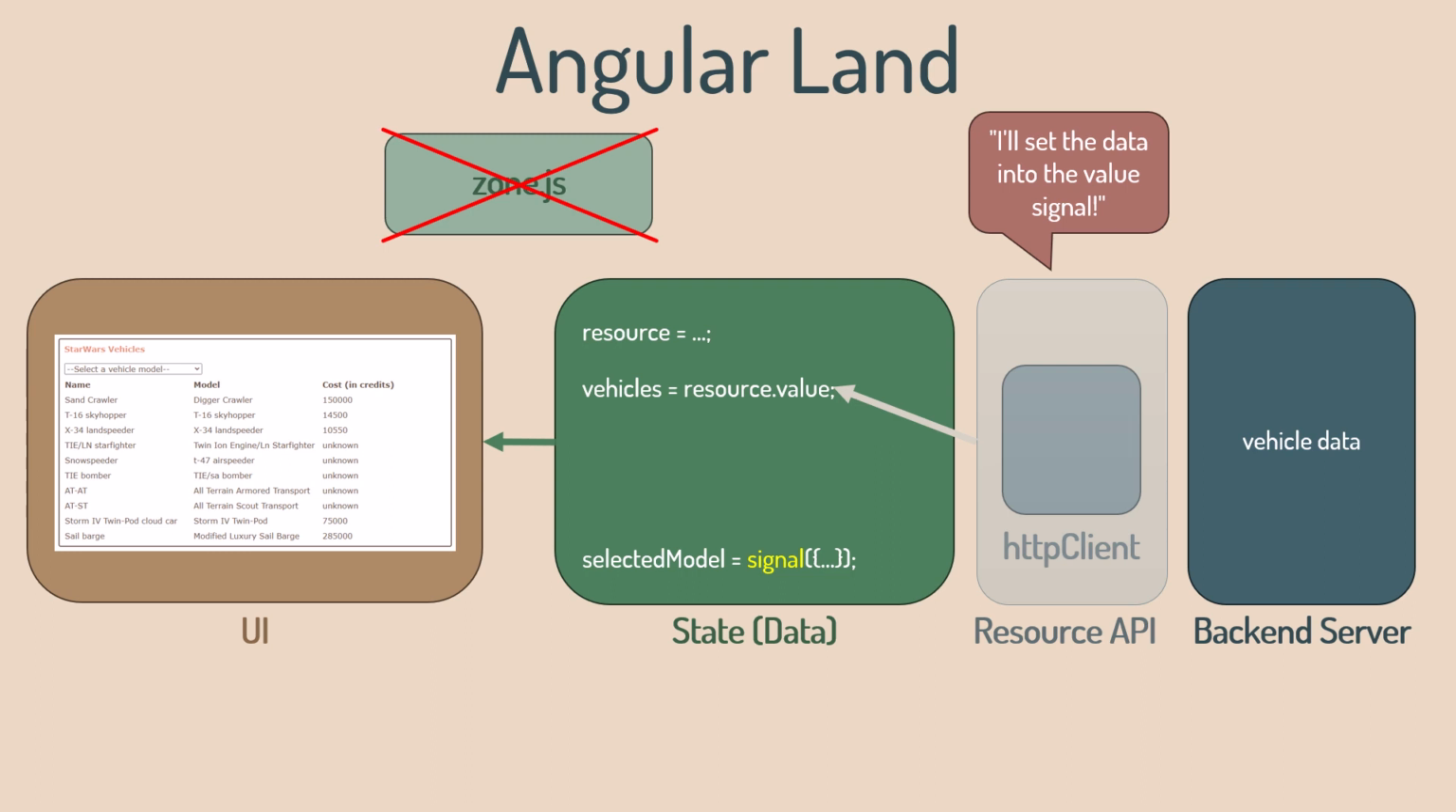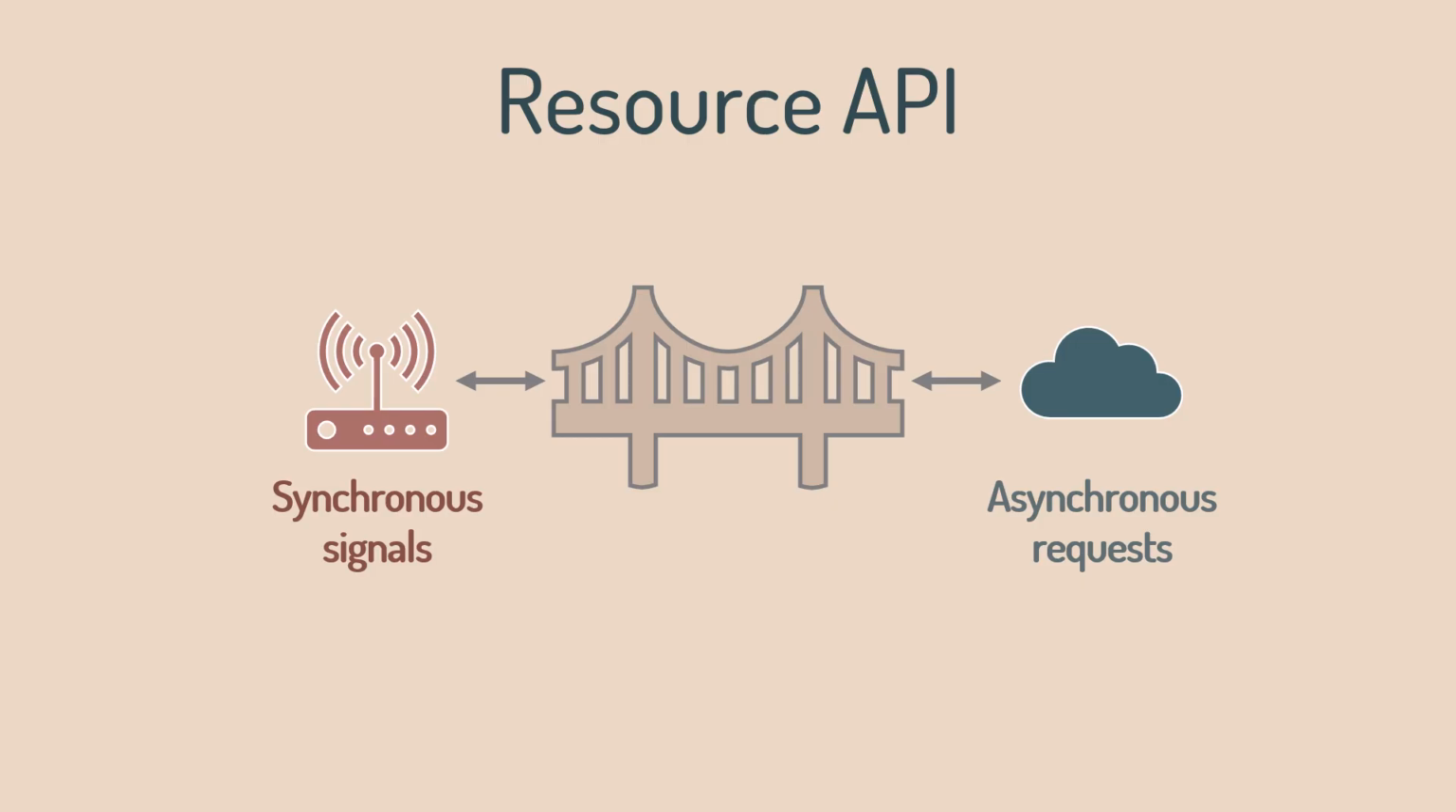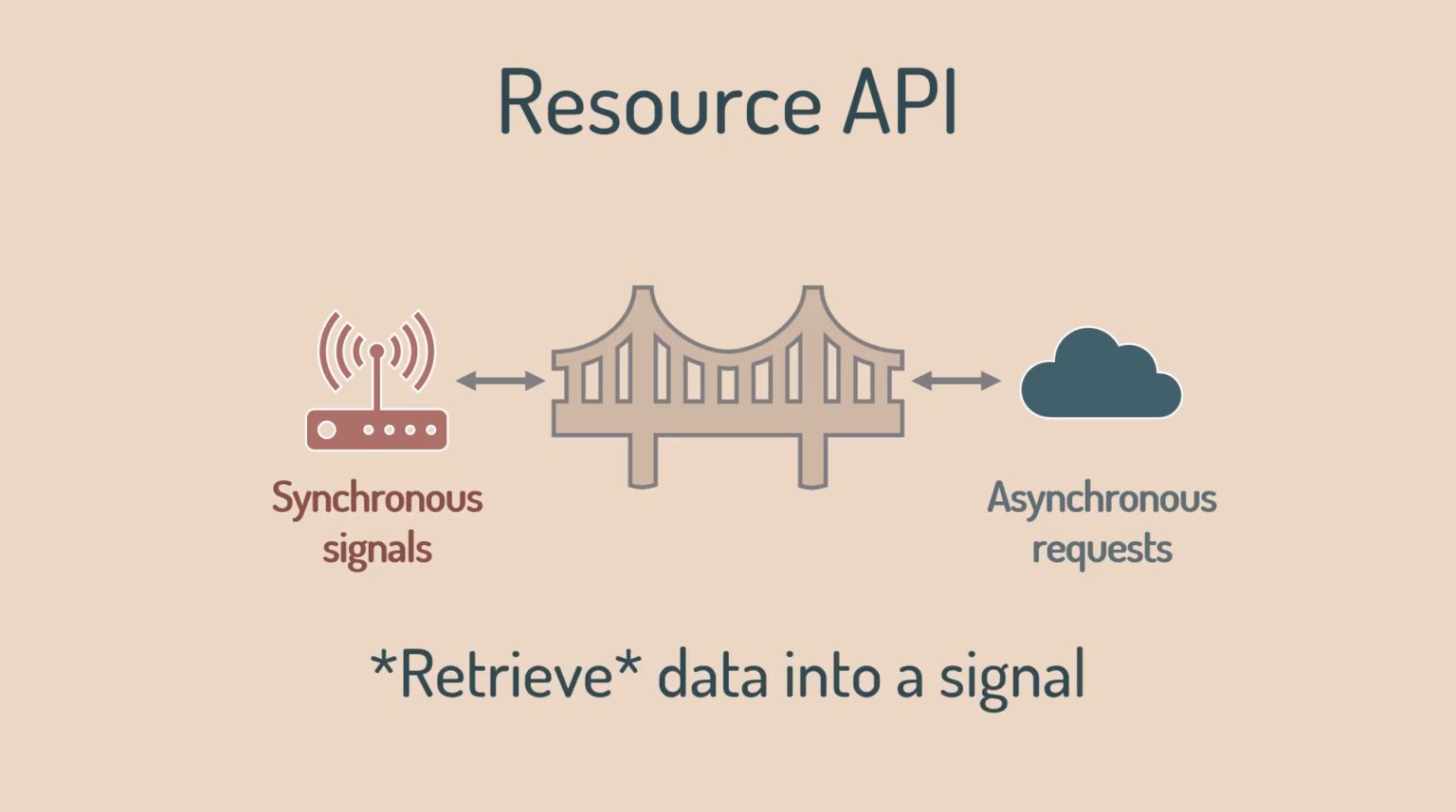Issuing the HTTP request was easy. No subscribing was necessary, and the signal was automatically populated. Plus, the resource could react to changes in other signals and automatically retrieve related data. All was well in Angular land. So, the primary purpose of the resource API is to bridge the gap between asynchronous requests and synchronous signals, effectively retrieving data directly into a signal.